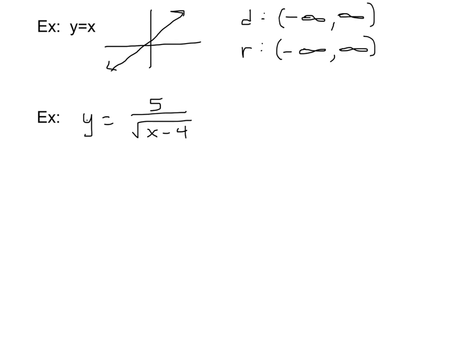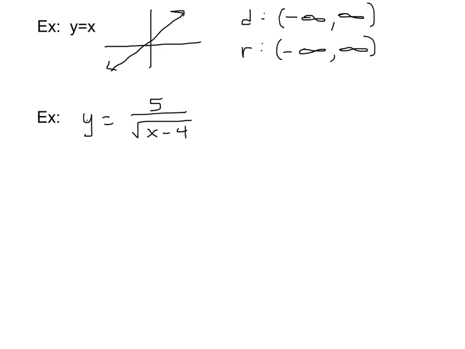Let's take a look at a second example. y equals 5 over the quantity square root of x minus 4. This one has a couple issues going on. First of all, it's a fraction. That means the denominator may not equal 0. And then there's a square root, which means the value under the square root, the expression x minus 4, cannot come out to a negative number.